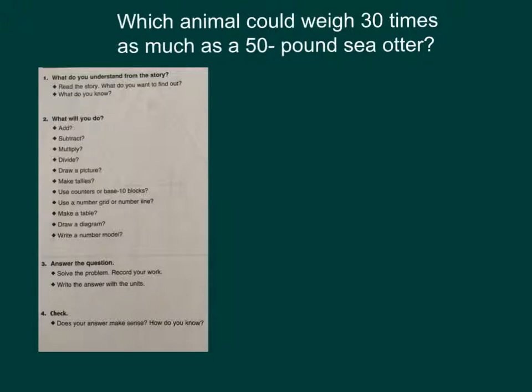So here's our first problem. Which animal could weigh 30 times as much as a 50-pound sea otter? We're going to be using this problem-solving sheet to help us work through this number story. The first thing we need to ask ourselves is, what do we already understand from the story? Specifically, what do we want to find out? When I go back and read more closely, I notice that I want to find out which animal can weigh 30 times as much as a 50-pound sea otter. Now, what information do I already know? I already know that a sea otter weighs 50 pounds.